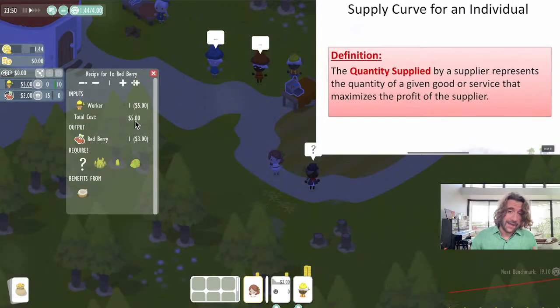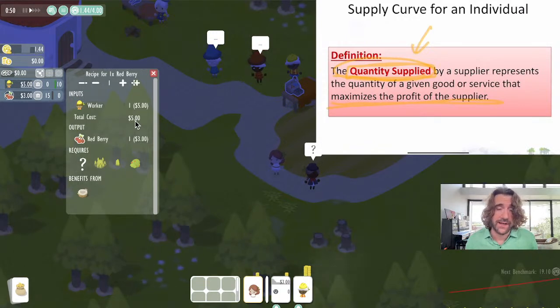Now, if you find the quantity of red berries that maximizes your profit, then you have found the quantity supplied, what we define as quantity supplied in economics. Quantity supplied is not any quantity, it's the quantity that maximizes the profit. Clearly, the quantity that I discovered, 2 red berries, is not the quantity that maximizes the profit of the supplier. In fact, I was losing money and I ended up bankrupt at the end of the level.